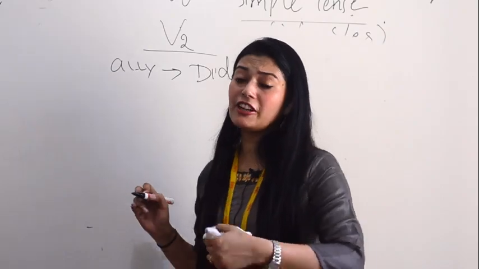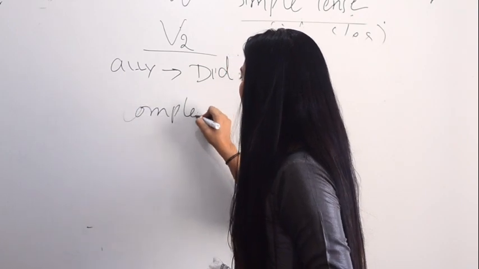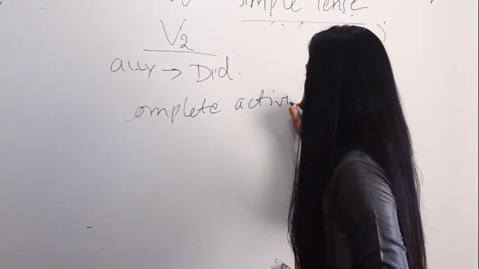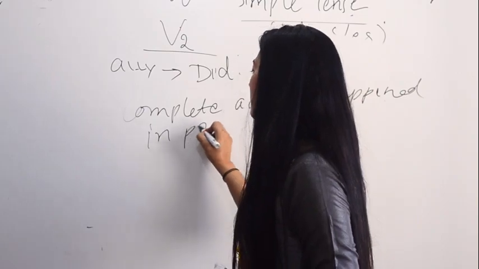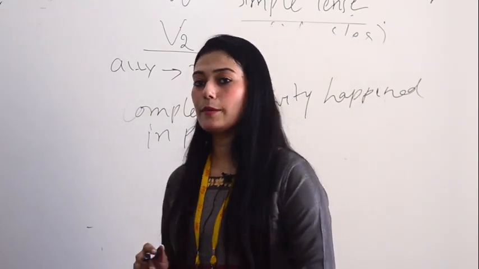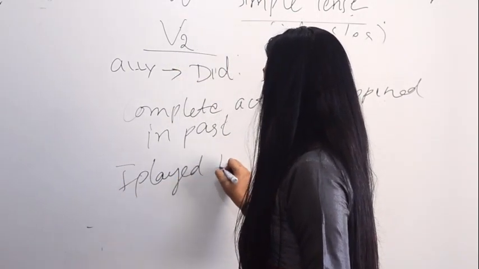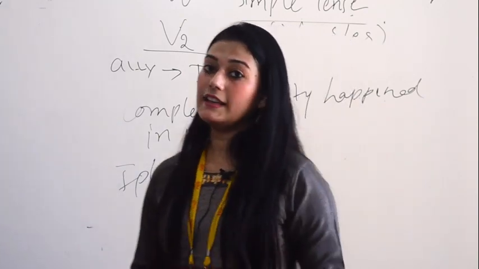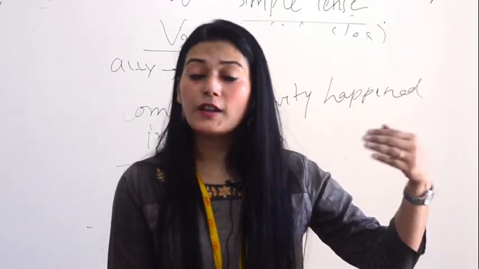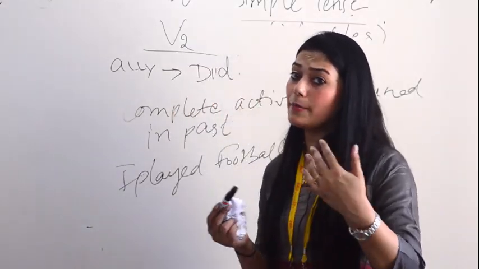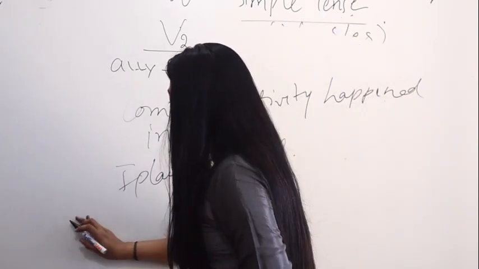Whatever complete activity happened or occurred in the past or recent past, a complete activity. Alright, for example, I played football. Like this, the activity has been completed without interruption of any other activity. So when a complete activity has happened, you will say it in past simple tense. Alright, so let's take an example.